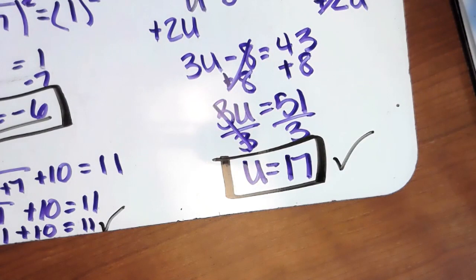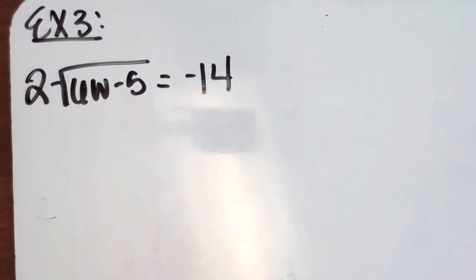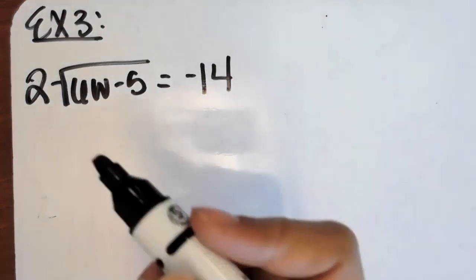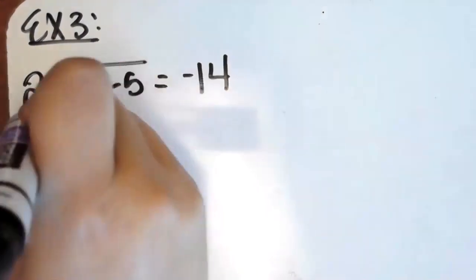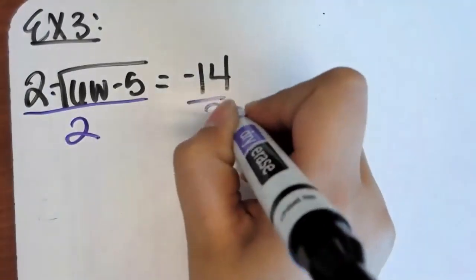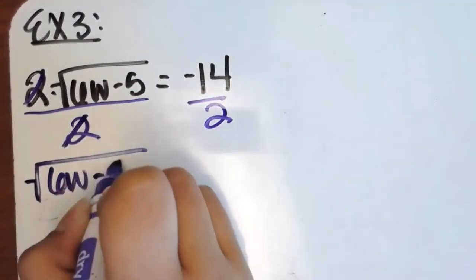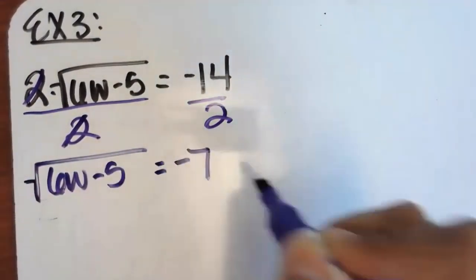I will warn you about which two you need to check solutions for, because they're going to have extraneous solutions. All right, let's look at this example right here: 2 square root of 6w minus 5 equals negative 14. As you can tell, your radical sign is not on its own. It has a 2 attached to it. Since this is 2 times the square root, you would just do the opposite. Divide by 2, divide by 2. This gives you the square root of 6w minus 5 equals negative 7.